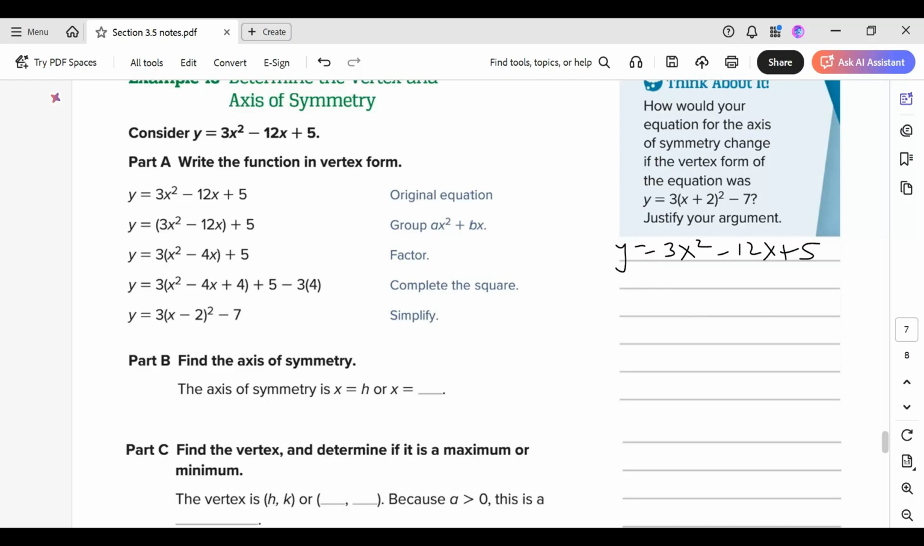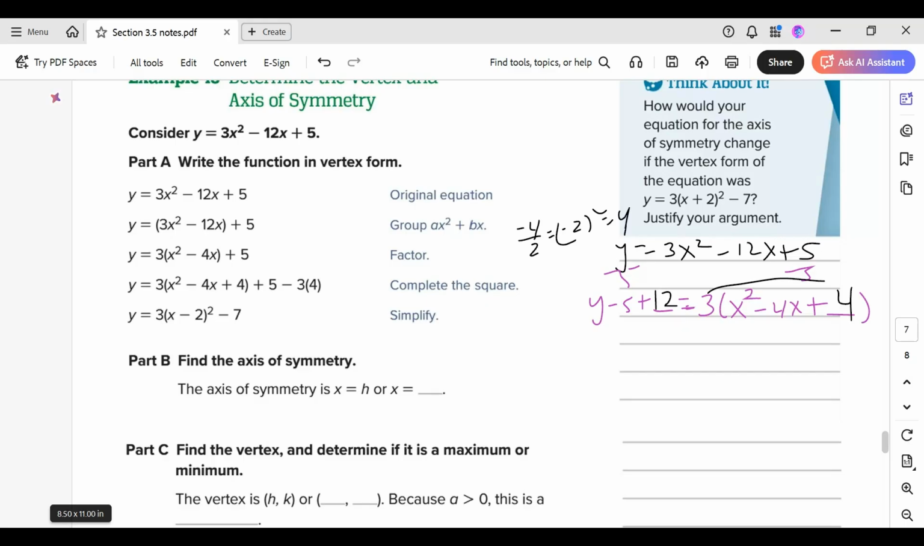Again, start by subtracting that 5 over. So we become y minus 5 plus a blank equals, I'm factoring out a 3, 3 parentheses x squared minus 4x plus a blank so that you can do completing the square. Since it's negative 4 in the middle, it's negative 4 divided by 2, which is negative 2 squared, which gives us 4. So I'm adding 4 to the bubble on the right side, but to the left, remember it's 3 times that 4, which makes it a 12.